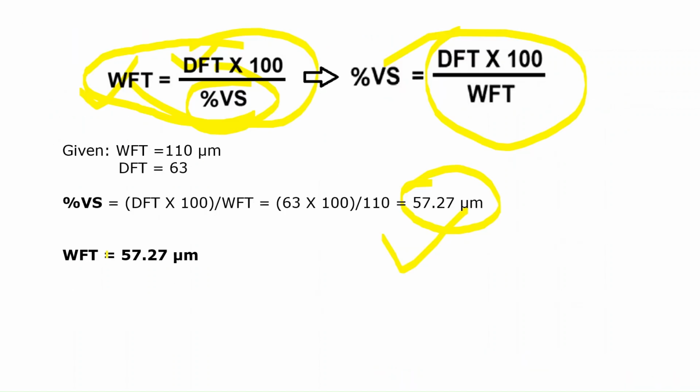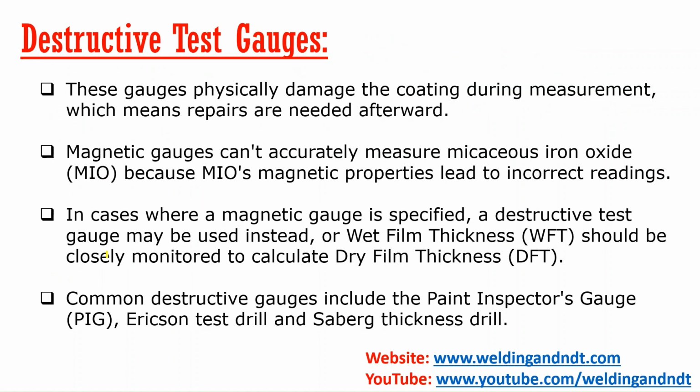Now, friends, with this we have come to an end of our questions for these calculations. I hope you will be able to understand. If you are not able to understand, then please stop the slide and look at the entire calculation. Hopefully, you will be able to understand. Now, we have understood the calculation, how you can find the DFT, how you can find the WFT, and how you can find the percentage volume solid.